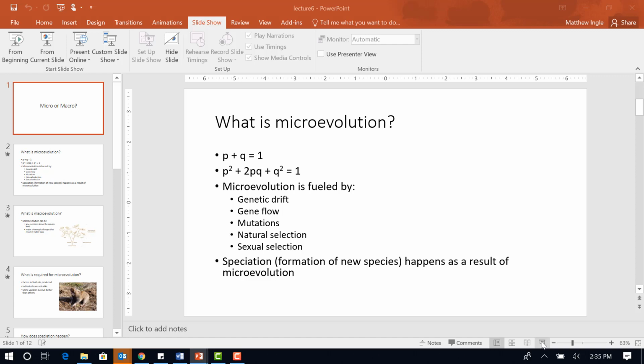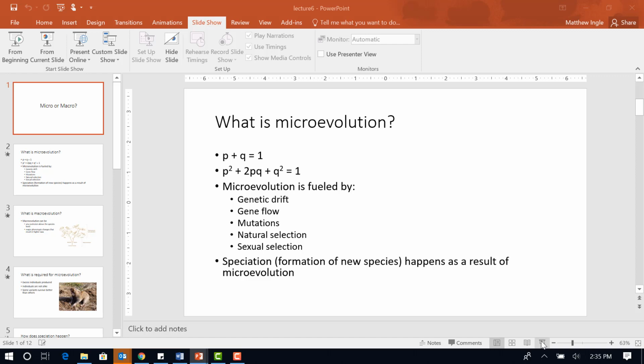Microevolution is fueled by several forces. Probably the most powerful is genetic drift, random genetic changes, which are especially powerful in small populations. It can also be fueled by gene flow, either individuals leaving or entering the population, and by mutations. If you are generating new alleles, you are shifting the allele frequencies. Even if you're generating the same mutation over and over again, you're still changing from one allele to another and changing the allele frequencies.